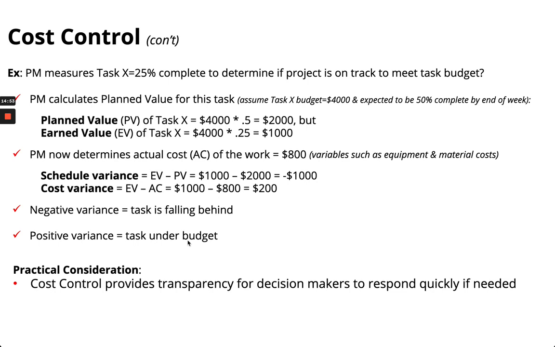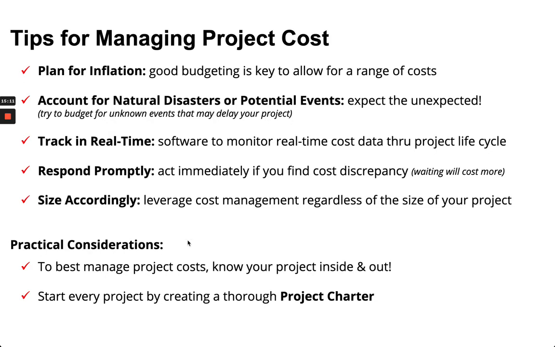Bottom line here, team, cost control provides transparency for decision makers to potentially respond, especially if something comes up on the spur of the moment. So tips for managing costs: plan, plan, plan. We're here, at least in the United States, under this thing called higher inflation. Maybe account for a natural disaster, a potential event, i.e., a pandemic.